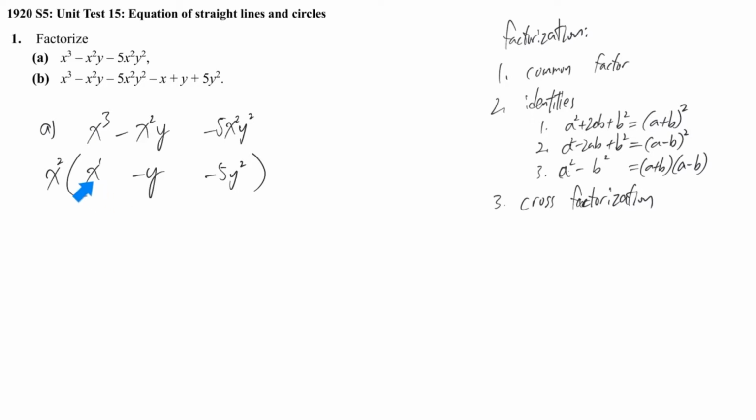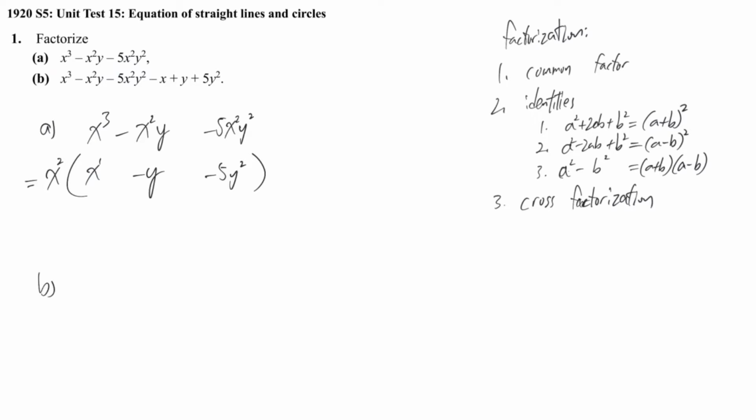After that, we are going to look at this format. Inside the bracket, can we further factorize? There is no common factor. This is not identities because we don't have x squared, we don't have xy. And of course we can't factorize it because this is x power 1 only. So for part A's requirement, you may just stop here.